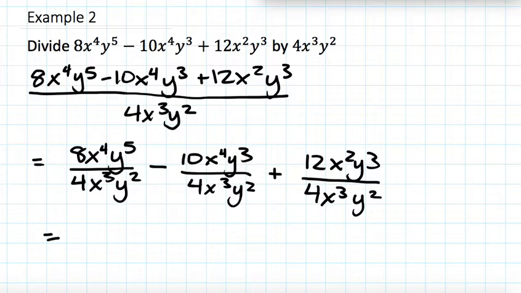So we start with 8 over 4, that simplifies to 2. X to the fourth over x to the third, 4 minus 3 is 1, so this is x to the first. And then y is going to be y to the 5 minus 2, 5 minus 2 is 3. So 2x y to the third. Remember, this is x to the first, but you don't have to put that 1 there. Then I bring down the minus sign.